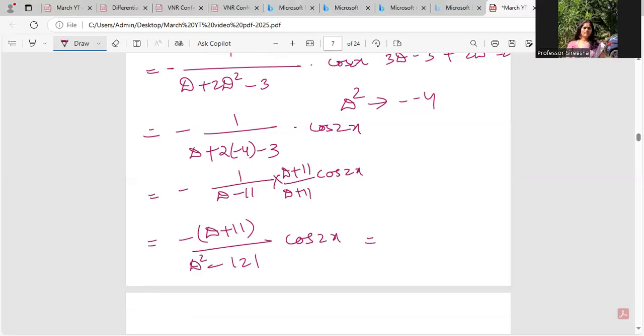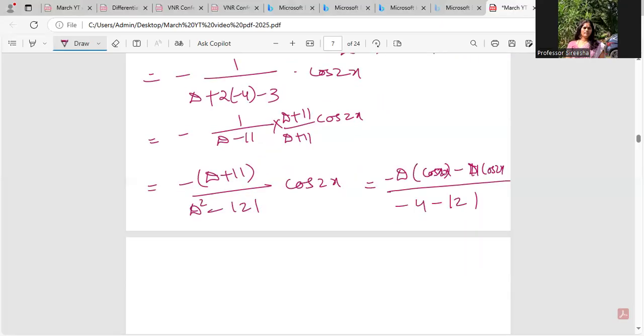D squared, again, it has to be replaced with minus 4. And then minus d of cos 2x will be there in the numerator. Cos 2x will be there in the numerator. Minus d, no, minus 11 of cos 2x will be there in the numerator. In the denominator, d squared is replaced with minus 4 and I also have minus 121. So 125 in the denominator, and numerator minus and denominator minus go off. So 1 by 125 I'll have.